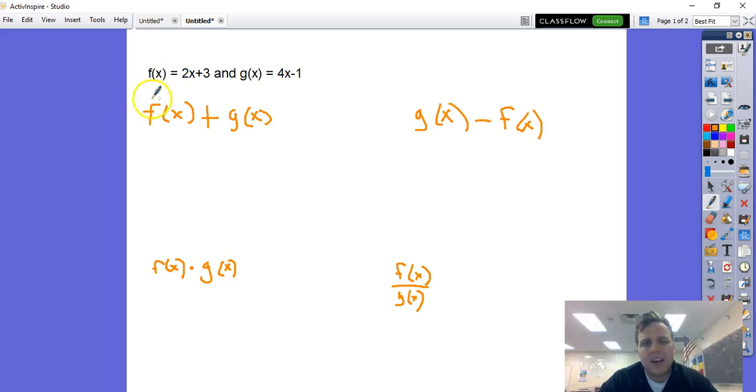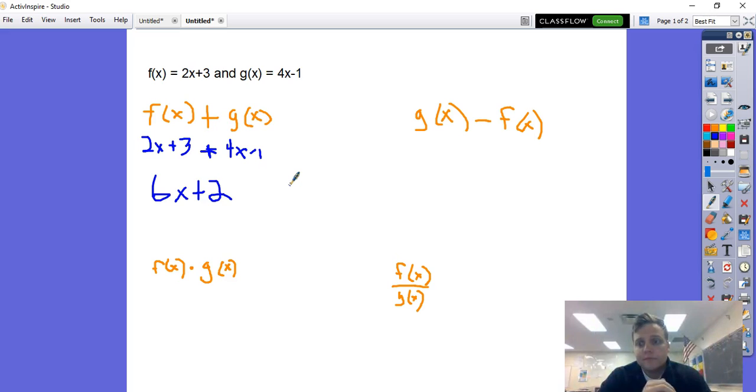So let's start off with this first one, f of x plus g of x. Well, we know, based on given information up here, that f of x is 2x plus 3, and g of x is 4x minus 1. So what we can do is we just simply say, f of x is 2x plus 3, and g of x is 4x minus 1. Now I can just put like terms together. There's no other processes I need to do. 2x plus 4x is 6x. 3 plus negative 1 is 2. So 6x plus 2. Done. That's all there is to it.